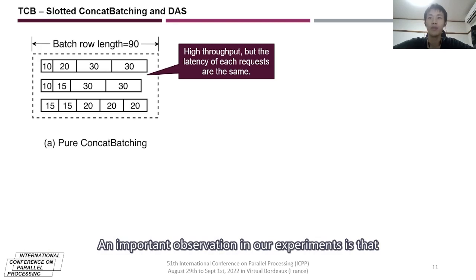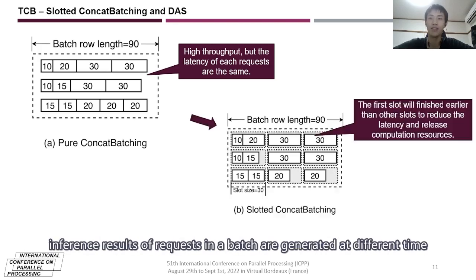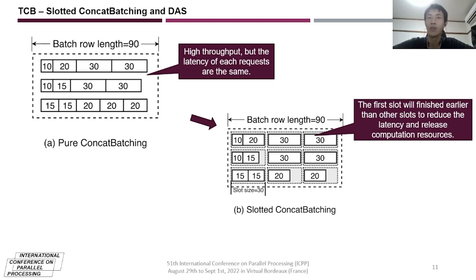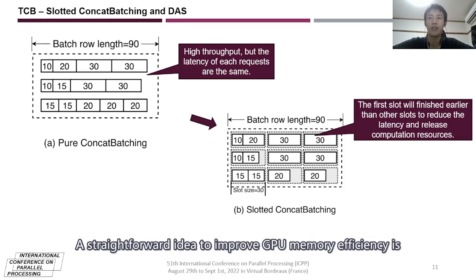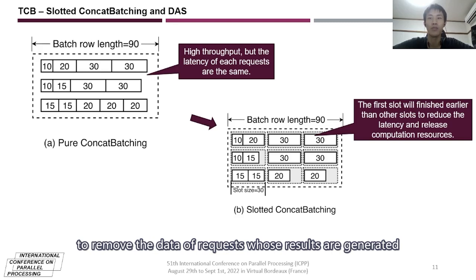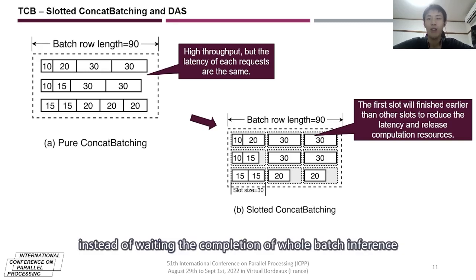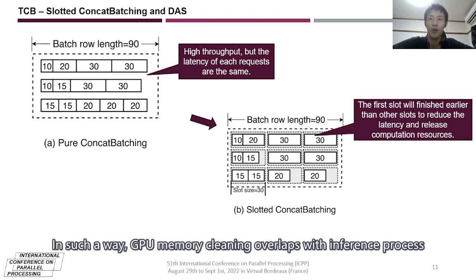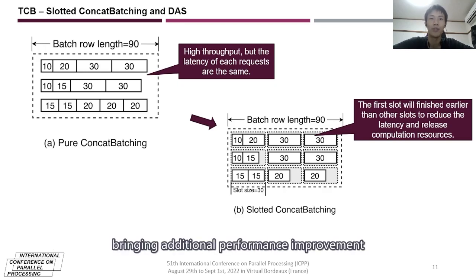An important observation in our experiments is that the inference results of requests in a batch are generated at different times. So we split a whole batch into 3 slots in this picture. Each slot will finish earlier. So the straightforward idea to improve GPU memory efficiency is to remove the data of requests whose results are generated, instead of waiting for the completion of the whole batch inference. In this way, the GPU memory cleaning overlaps with the inference process, bringing additional performance improvement.